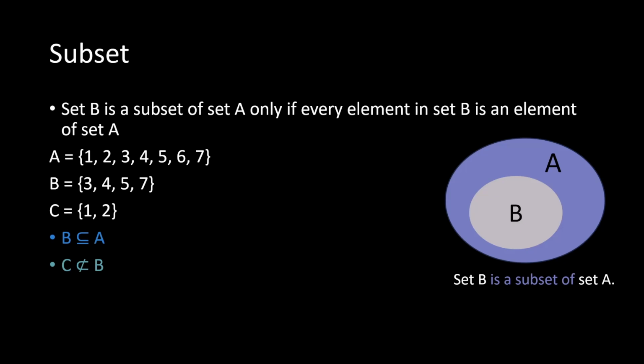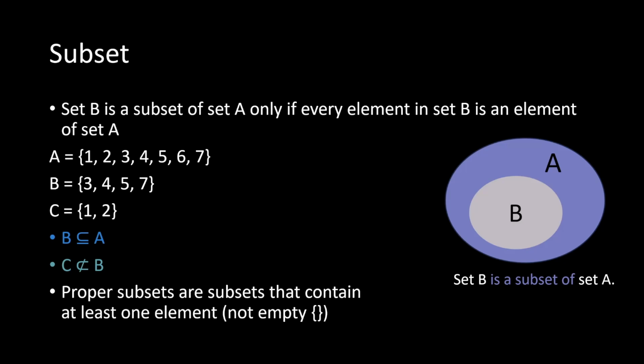There's also such a thing as an empty set, right? And an empty set is a subset of virtually every single set. So we have a little phrase here called a proper subset. And proper subsets are subsets that contain at least one element.